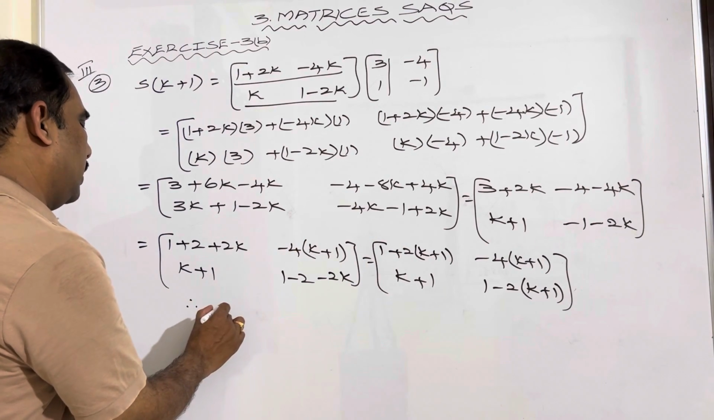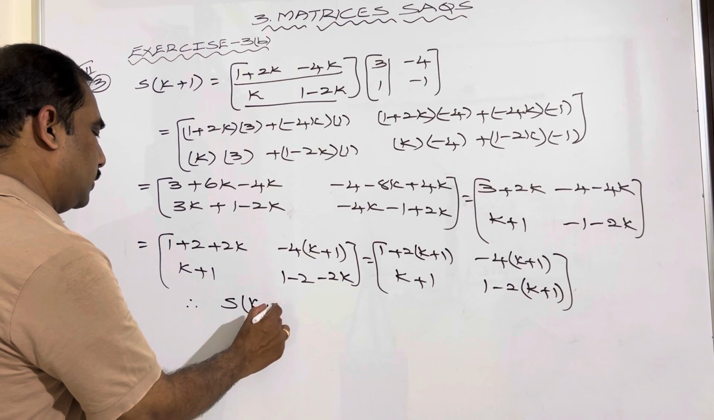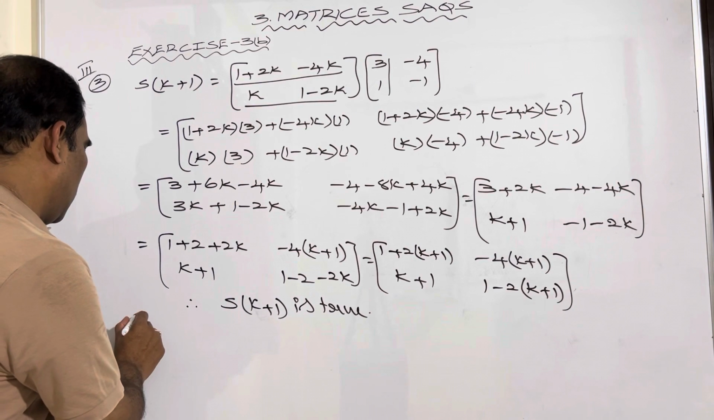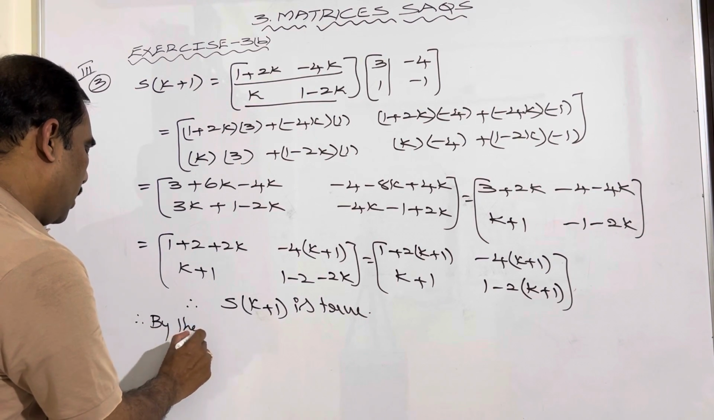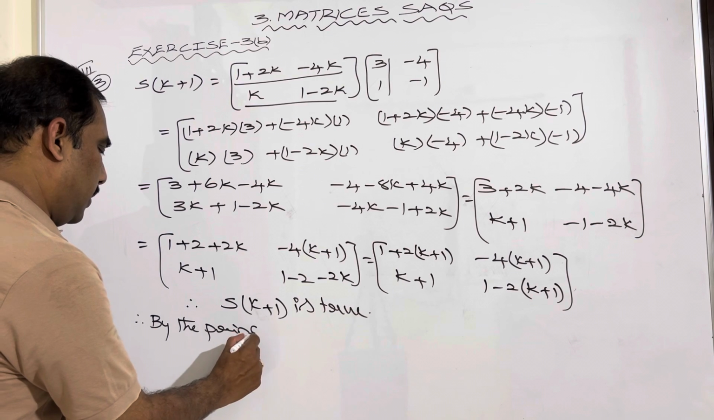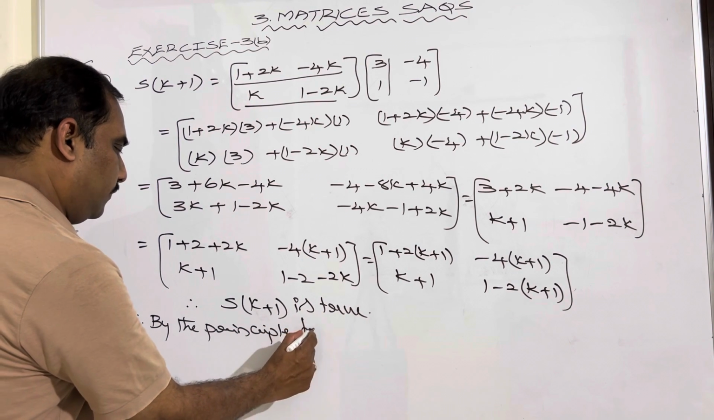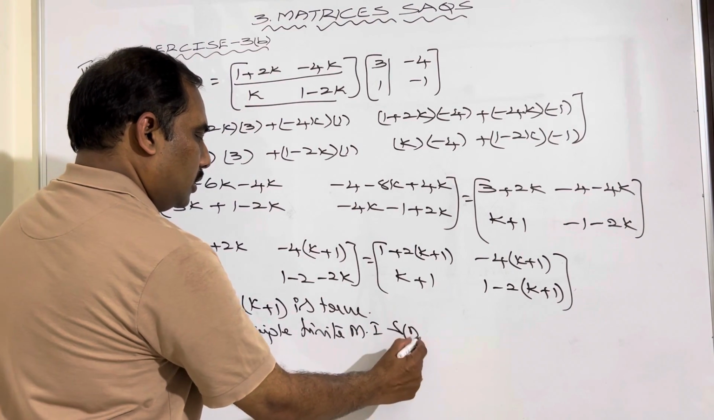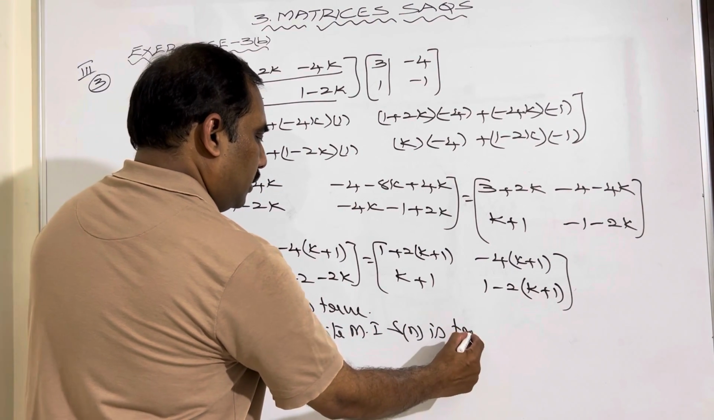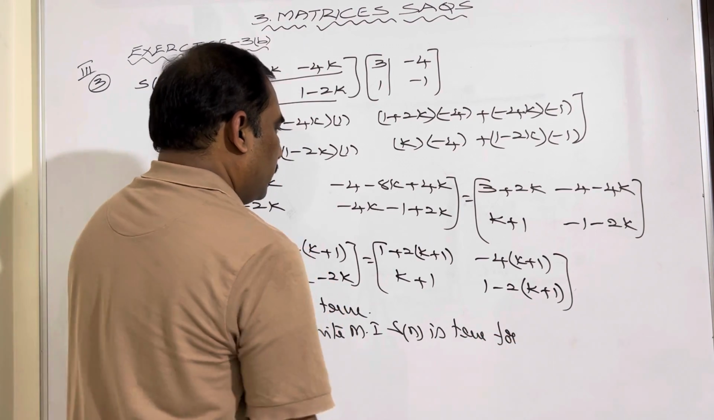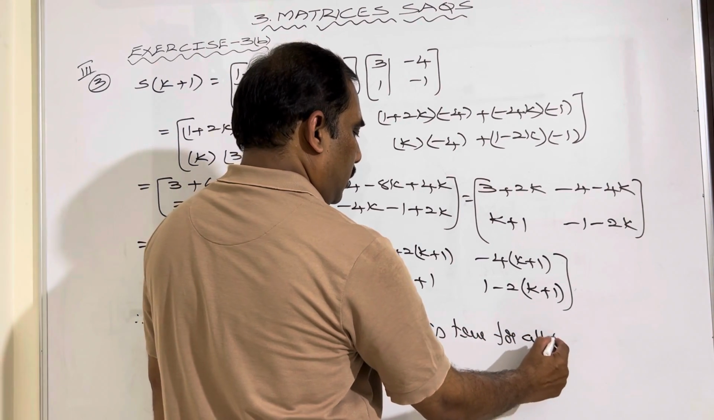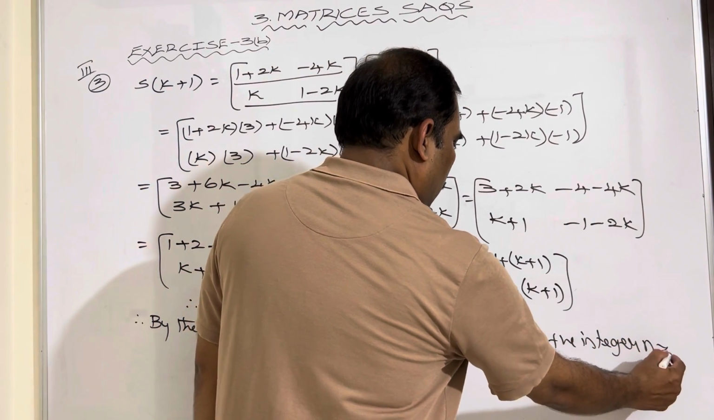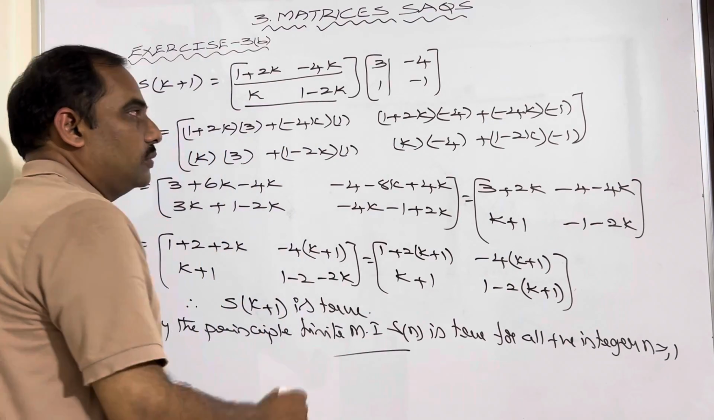So therefore clearly we can write that S of k plus 1 is also true. Therefore by the principle of finite mathematical induction, S of n is true for all positive integers n greater than or equal to 1. So like this we can prove the solution.